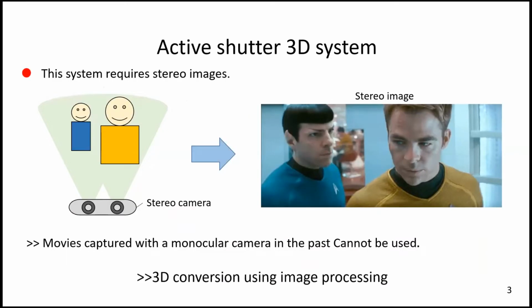However, to produce 3D images using the active shutter 3D system, stereo images are required. Consequently, movies captured with a monocular camera in the past cannot be viewed in 3D using this system. As a result, researchers have been exploring 3D stereo conversion, which uses image processing to convert monocular images into left and right images.